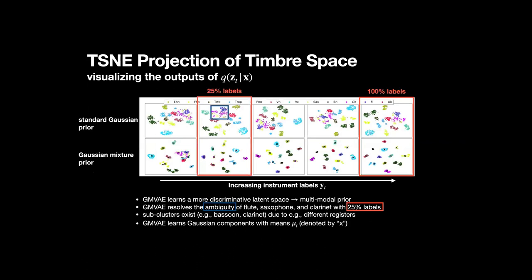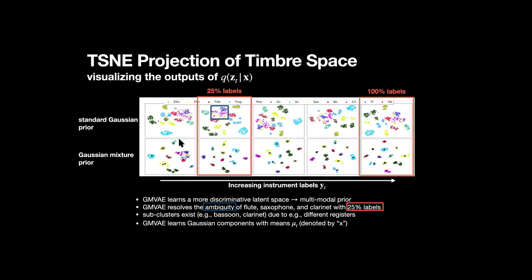And then here is the visualization of the t-SNE projection for the timbre space in specific. That is, we visualize the outputs of the timbre encoder, q(z_t | x). On the first row, we use the standard Gaussian as the prior. And then on the second row, we use the Gaussian mixture prior as our prior distribution.